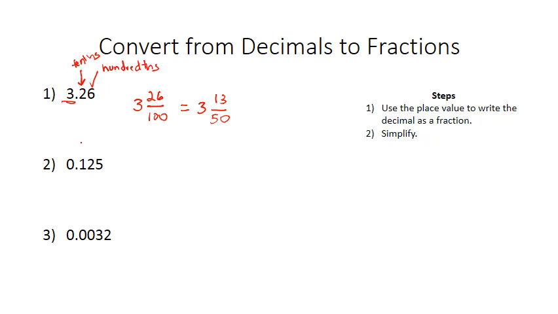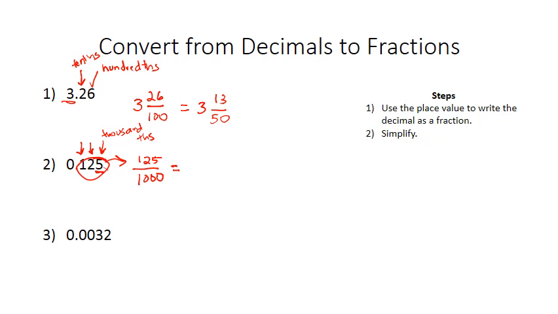Okay, next one. The 1 is in my tenths, hundredths, thousandths. So that means that I have 125 out of 1,000. So notice that my numerator is just the digits from my decimal, but my denominator is the place value of my last digit. So the 5 is my last digit. It's in the thousandths place, so I put 1,000 as my denominator. So then I have 125 over 1,000.